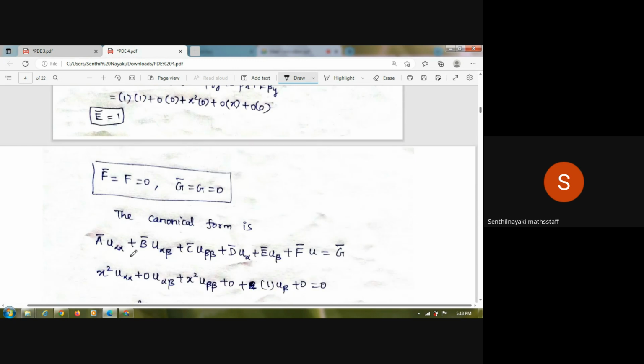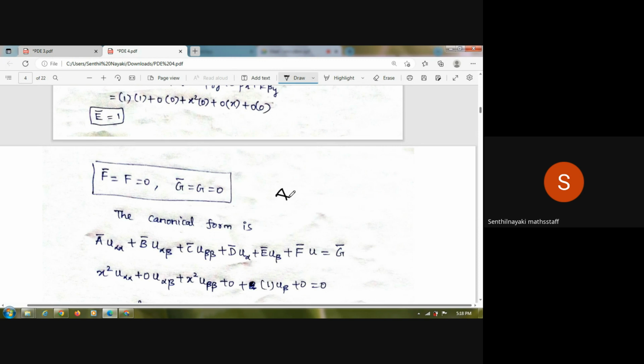Why we are finding these values: the canonical form general equation is a bar u alpha alpha plus b bar u alpha beta plus c bar u beta beta plus d bar u alpha plus e bar u beta plus f bar u equals g bar. This is the general canonical form. Now we are going to substitute all those values.